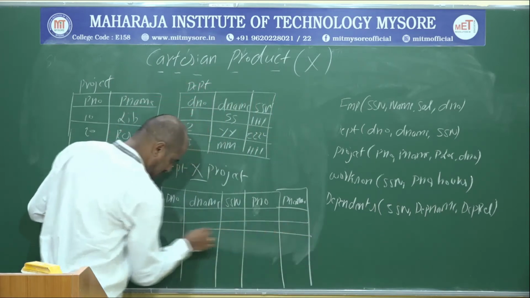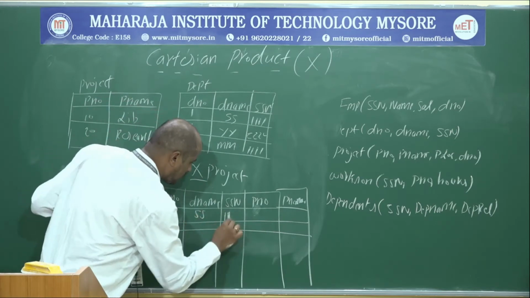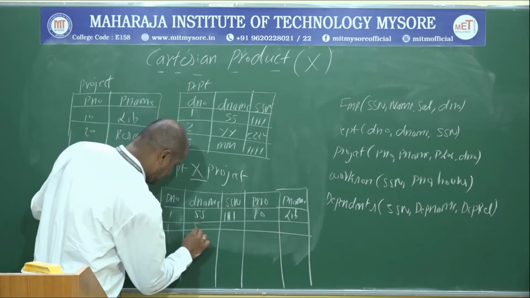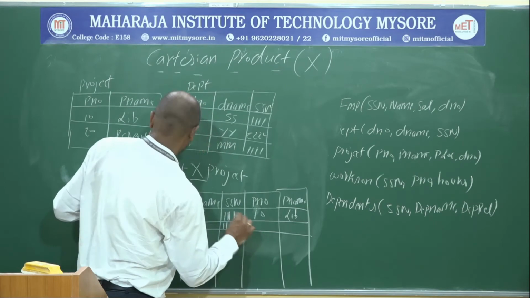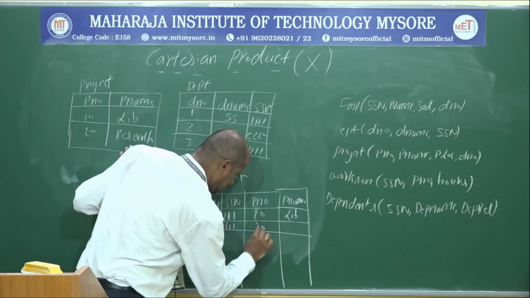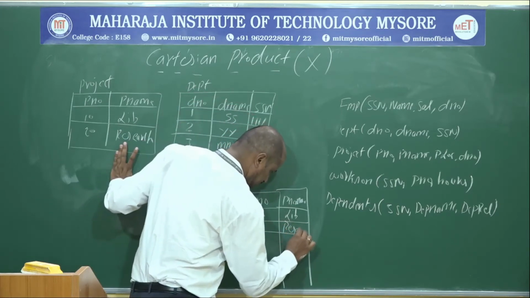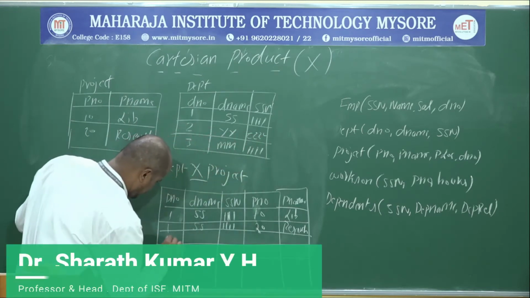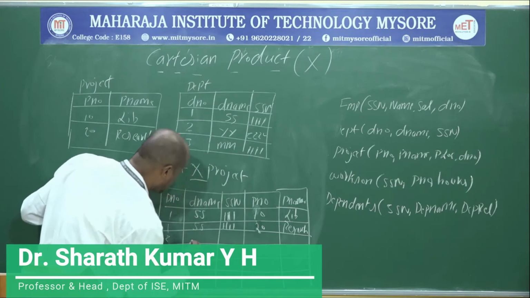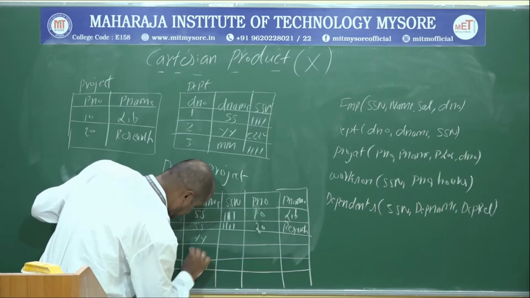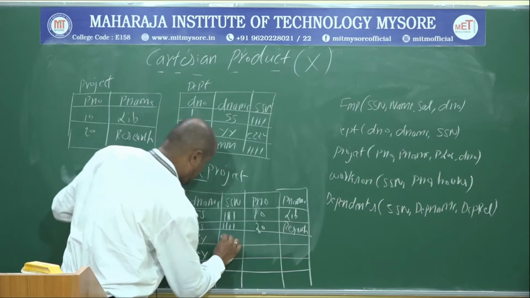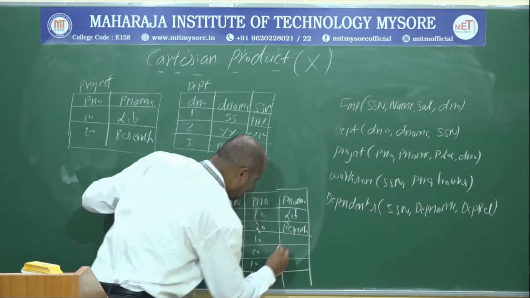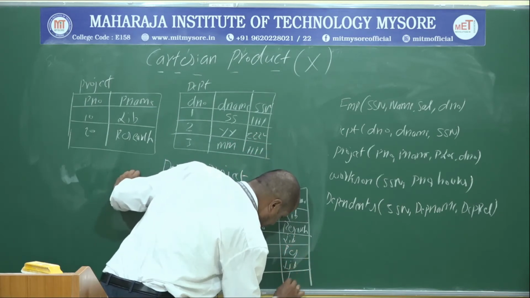Now if I do the Cartesian product, what do I get? Department number 1, SS 111, P number 10, P name library. Again 1, SS 111 with 20, research. Then 2 with 10 and 20, and 3 with 10 and 20, with YY and MM. So here I have 1, 2, 3 each repeated, with 10 and 20, library and research.